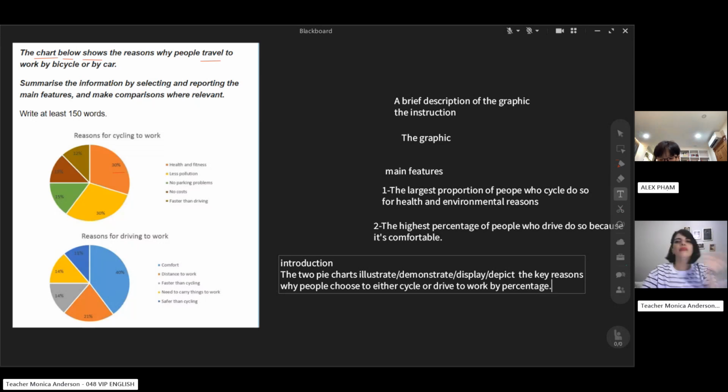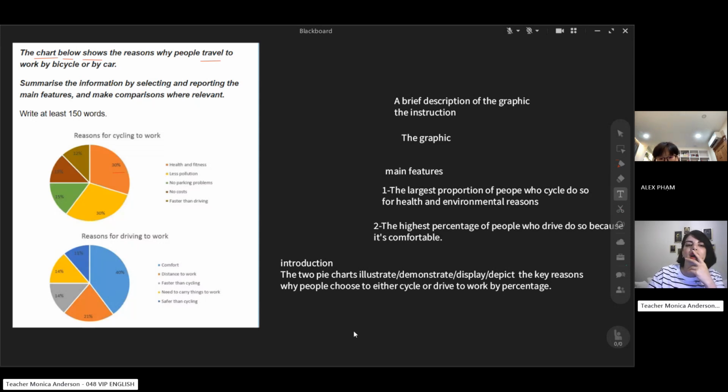Yeah, that's it. That is my introduction. If you want, you can change it. Why not? You can change it and write it another way. But this is only something like a sample that you can write. So the two pie charts display, illustrate, demonstrate the key reasons why people choose to either cycle or drive to work by percentage. So this is my first paragraph.